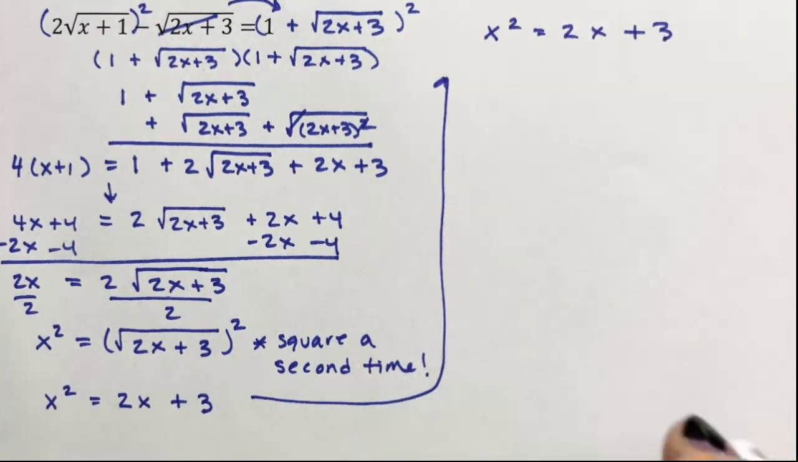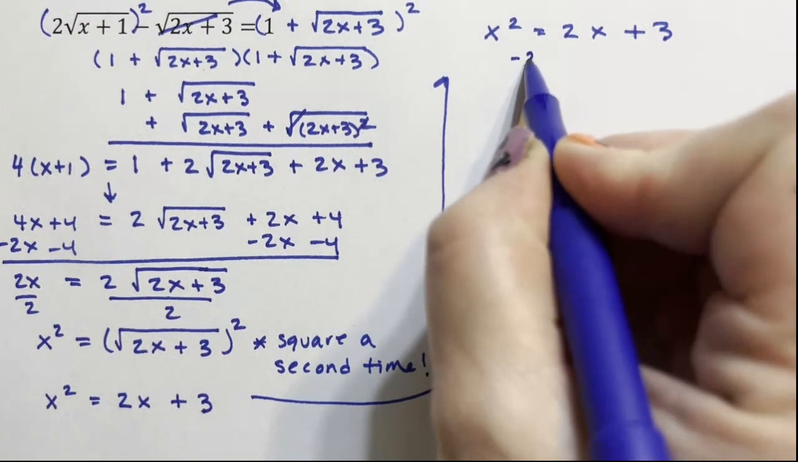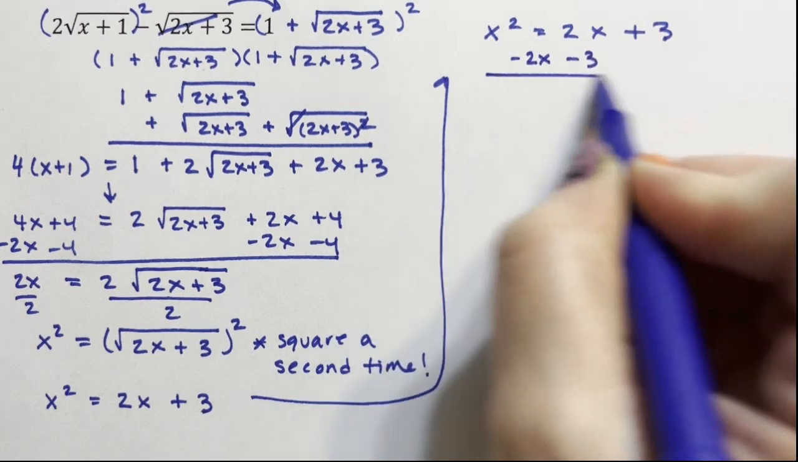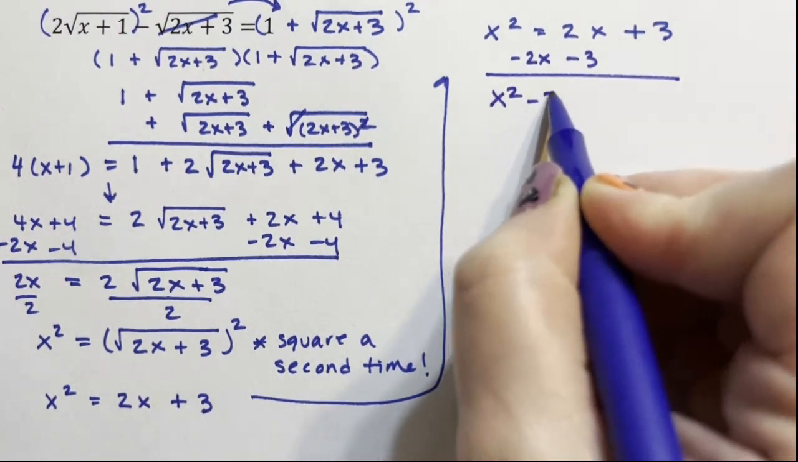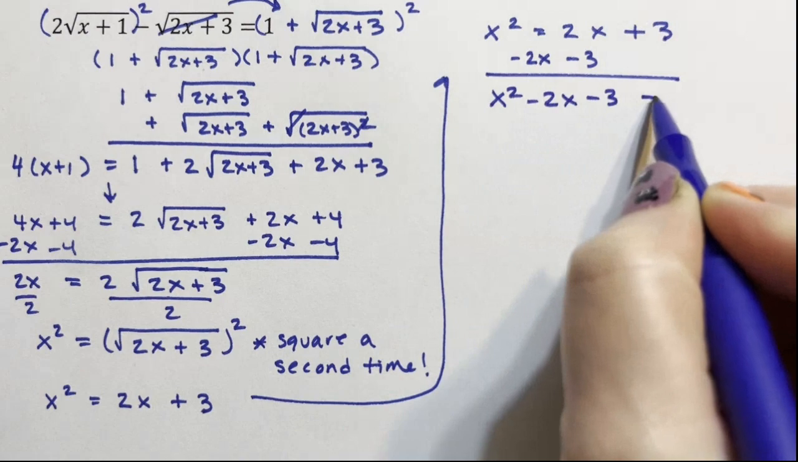I'm going to move everything over because I have variables in more than one term. I'm going to have to factor. And because I'm going to have to factor, I have to have everything equal to 0. So I'm going to subtract the 2x and 3 over. So I have x squared minus 2x minus 3 equals 0.